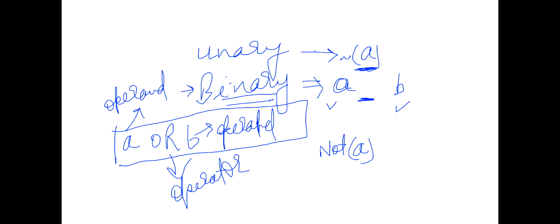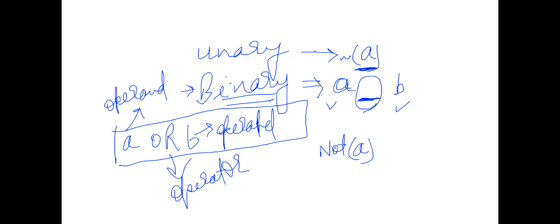Okay. So unary means the operation will be taking place on only a single operand. Binary means the operation will be taking place on two operands. One operand will be on the left, the other operand will be on the right, and whatever operation we perform, that operator will be in the middle.